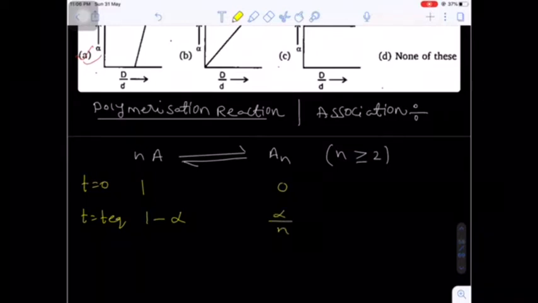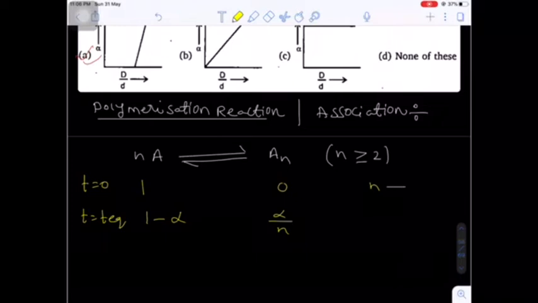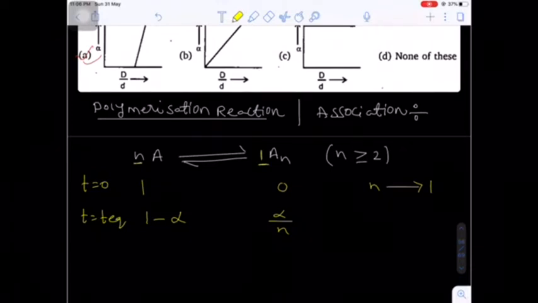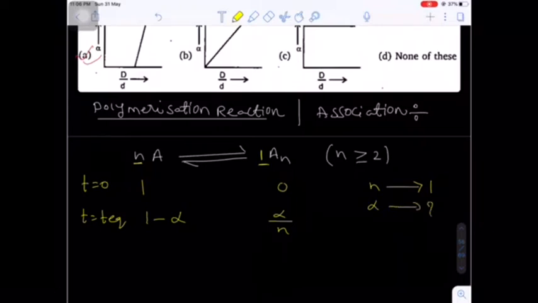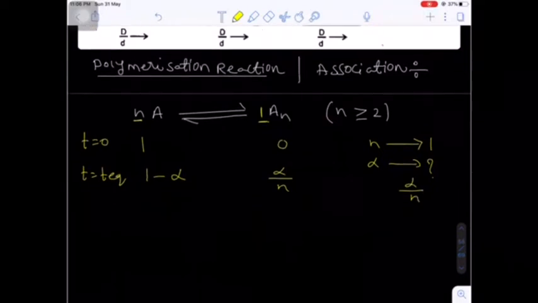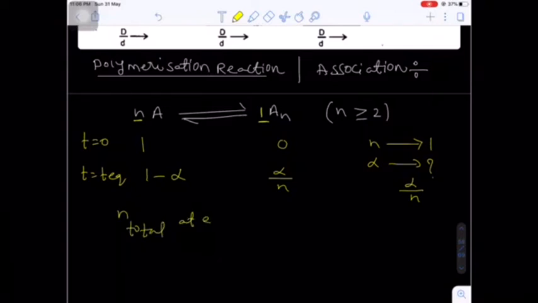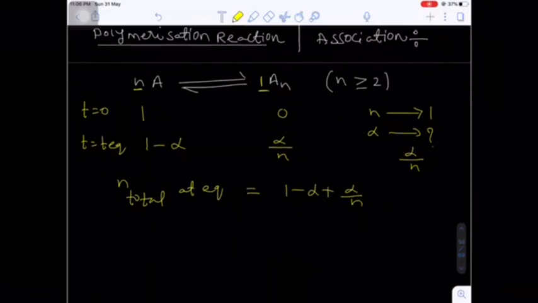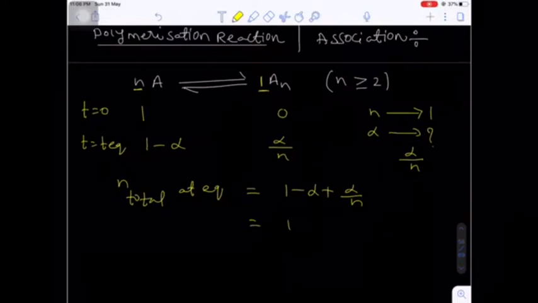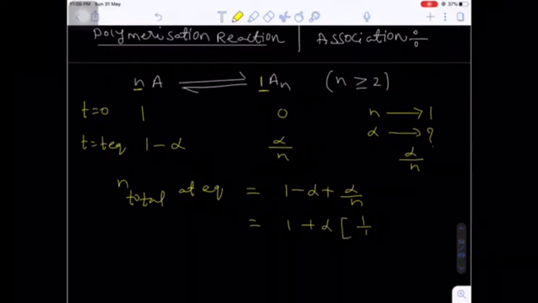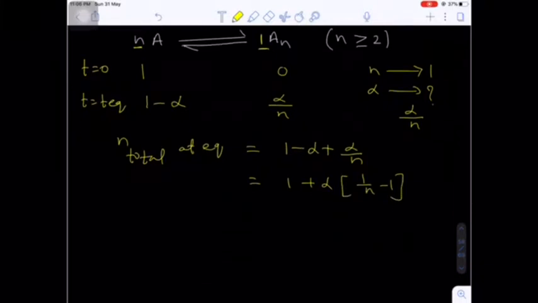Now how many moles will be formed here? Alpha by n. How? When n moles associate, 1 mole of the species will be formed. Here n moles will give 1 mole of the species, then alpha moles will give alpha by n moles of the product. Are you getting my point? Now the total number of moles at equilibrium will be 1 minus alpha plus alpha by n. Taking alpha as common, 1 plus alpha into (1 by n minus 1).